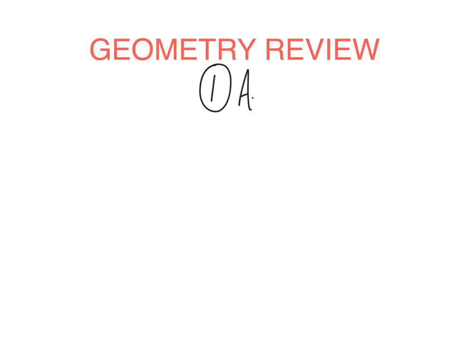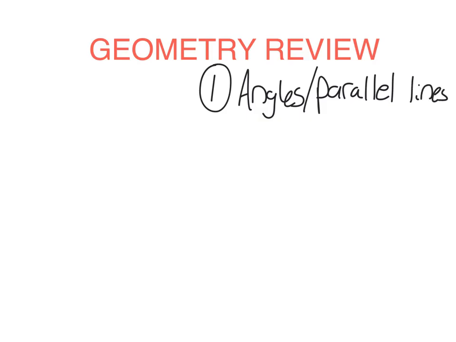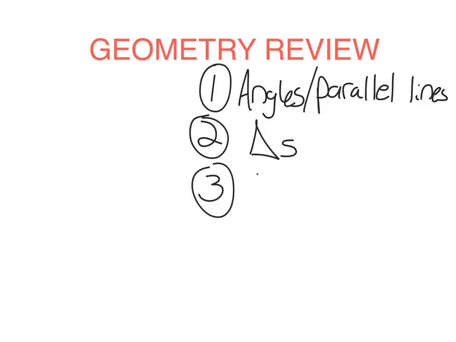The first is angles and parallel lines. This includes alternate angles, corresponding angles, co-interior angles, and so on. The second thing I'm going to go through is types of triangles, and the third thing is types of quadrilaterals. And if you don't know what a quadrilateral is, it's just a four-sided shape, okay?